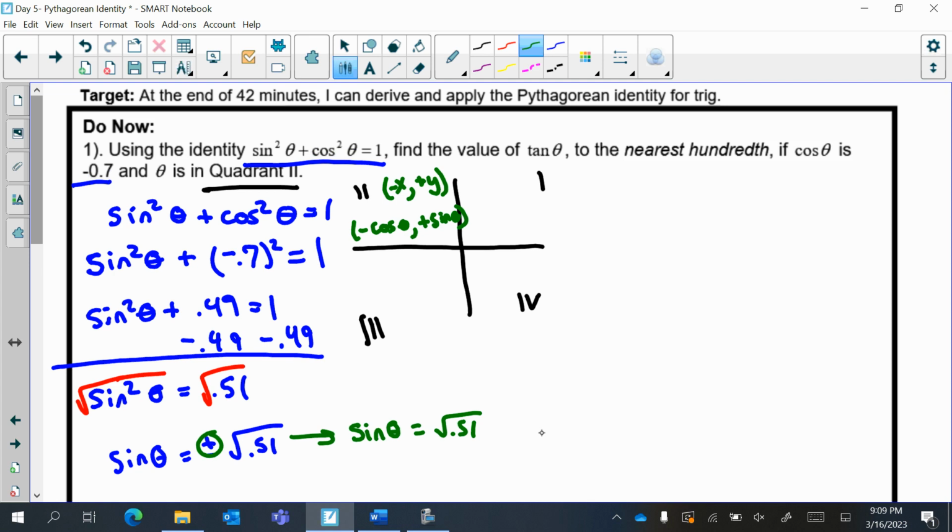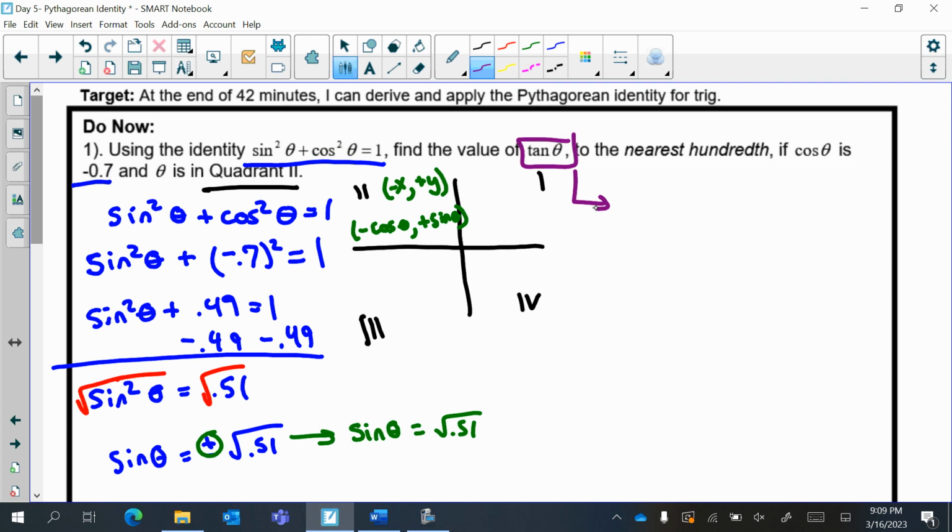Now that we actually used the identity, what are we going to do with it? So you're going to go to the next part of the problem, which is the actual question. They want you to find tangent. Now, we know a lot of things about tangent. Tangent is opposite over adjacent with SOHCAHTOA. Tangent is sine over cosine. Tangent is y over x. You need to know all three of those things.